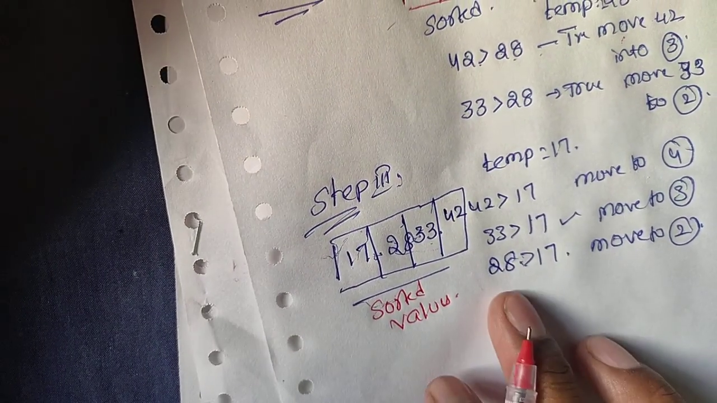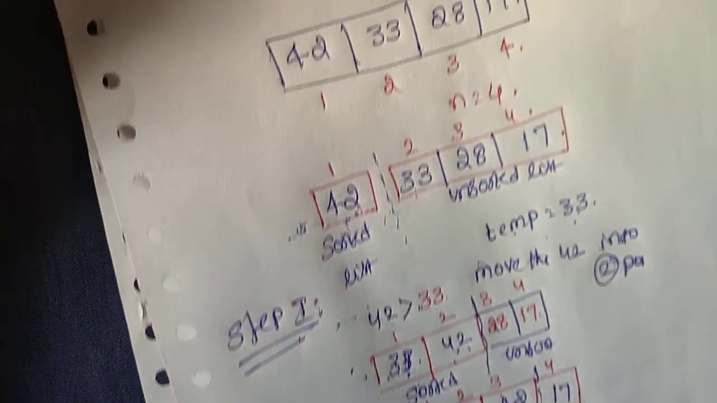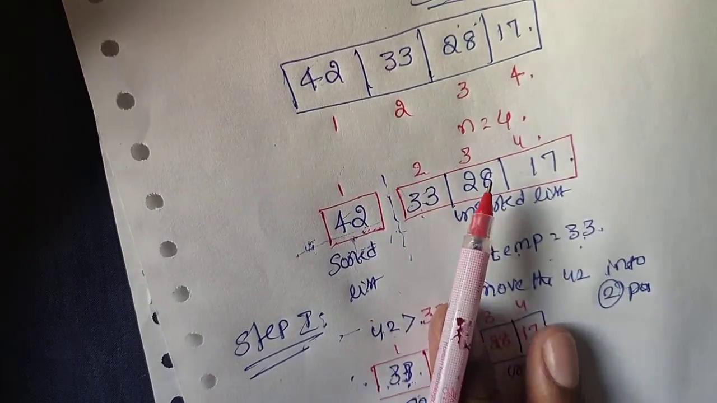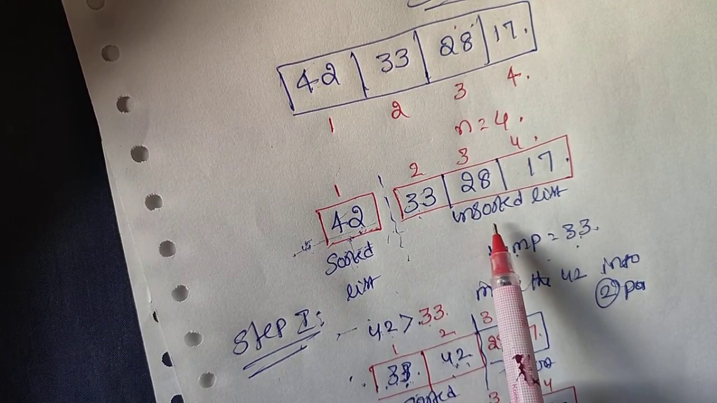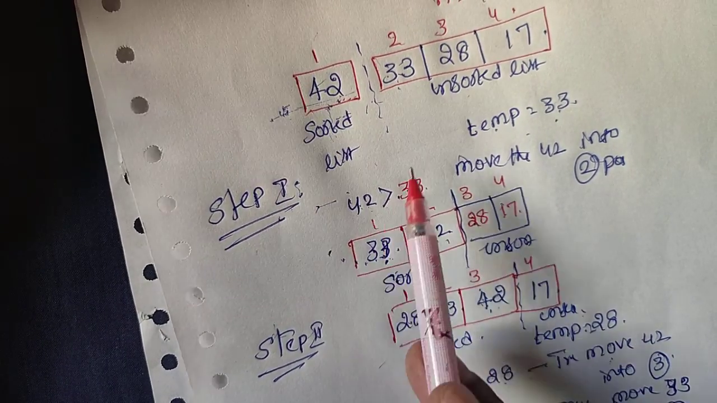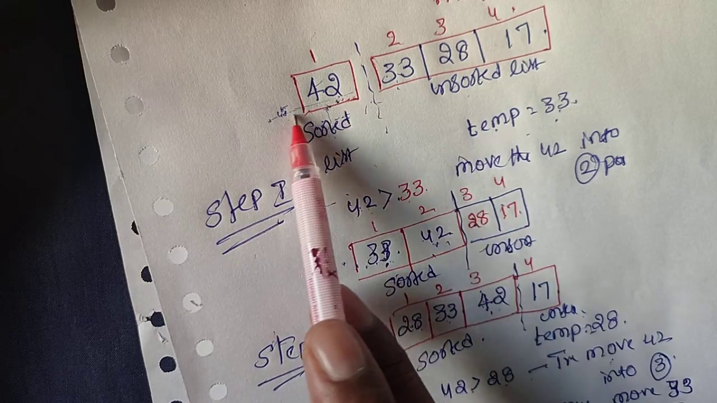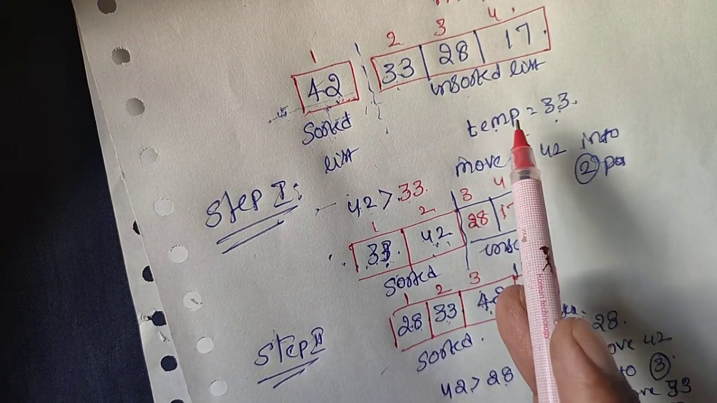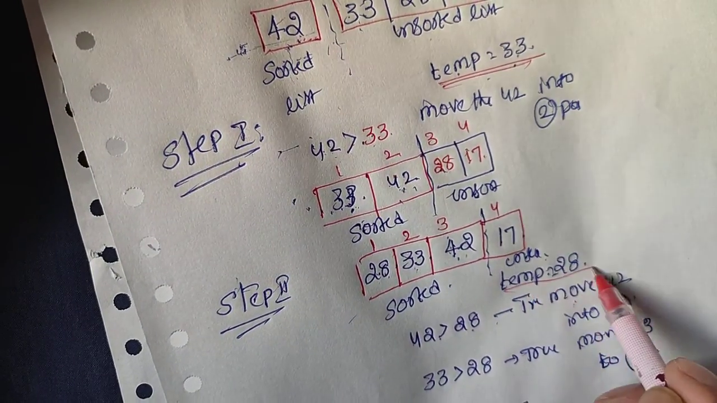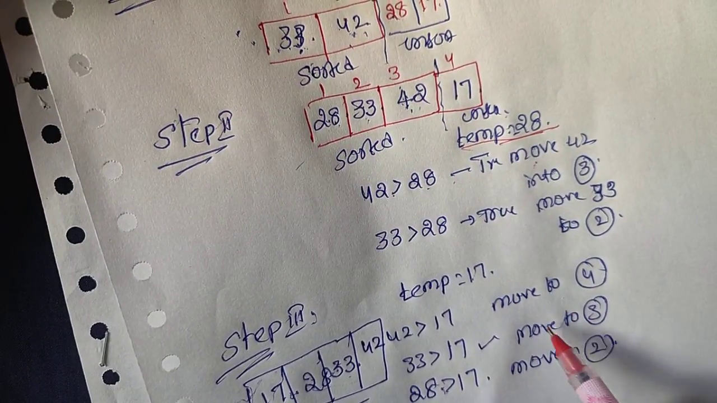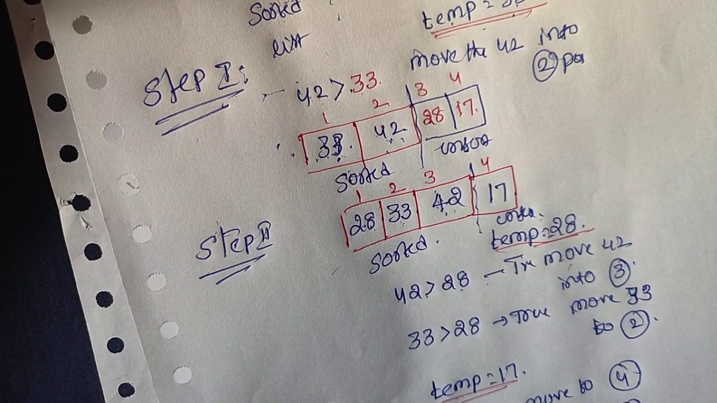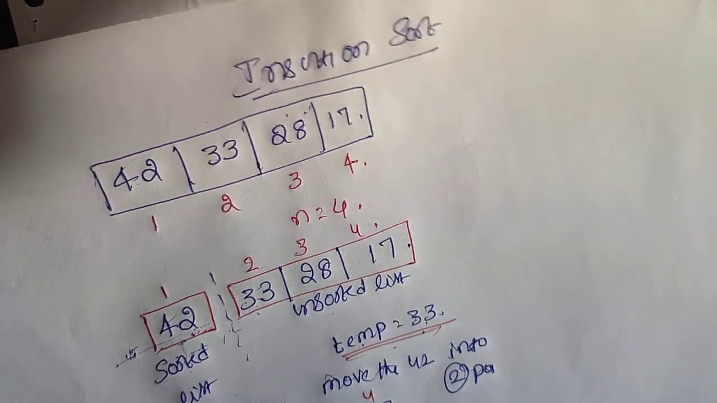This technique is simply called insertion sort. First of all, the original data is divided into two categories: one is the sorted list and the second is the unsorted list. Then we do the comparison from right to left. Take 33 and store it in the temporary variable, then insert it in the proper position. This is the procedure of insertion sort.